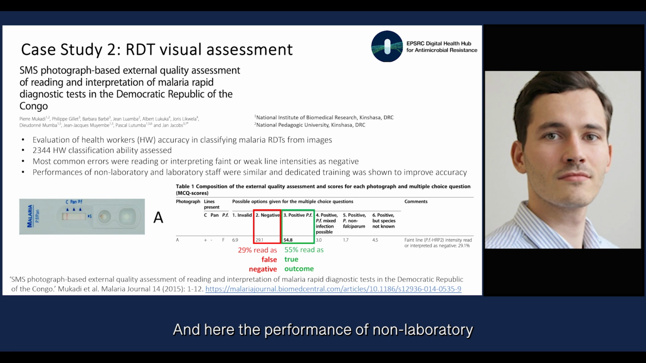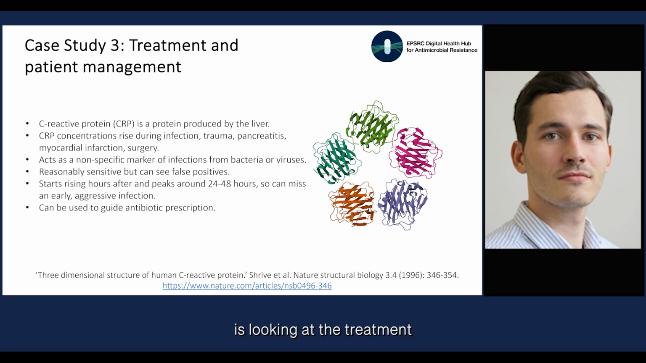And here the performance of non-laboratory and laboratory staff was similar. And the results show that dedicated training improved accuracy of IDT assessment. So this digital connection of rapid tests extends past just interpreting results, but it also goes into training and assessment of individuals' ability to assess IDTs. The next case study here is looking at the treatment and patient management.